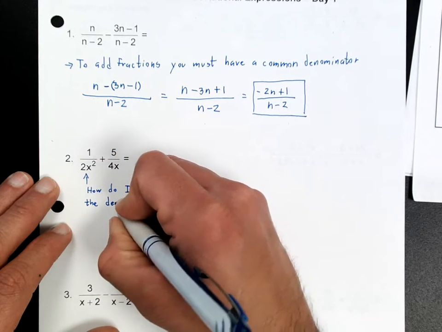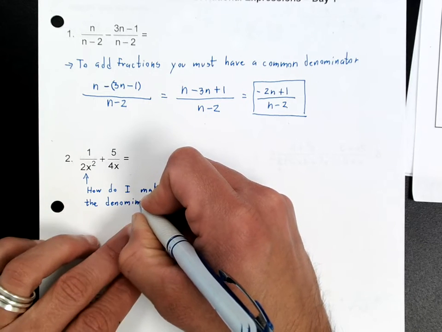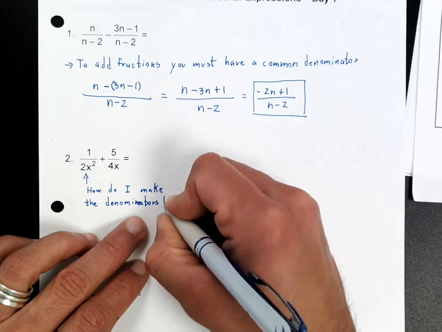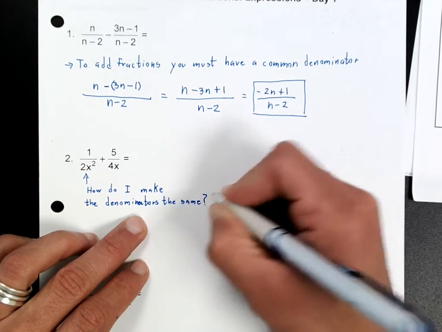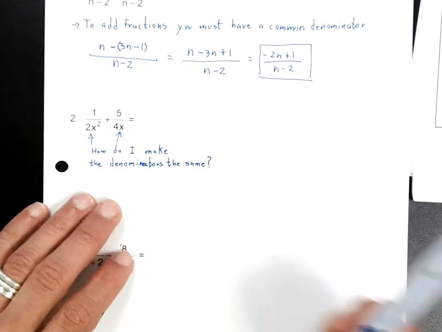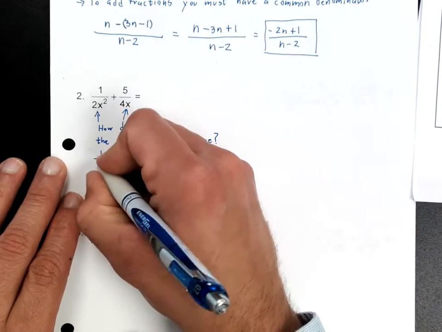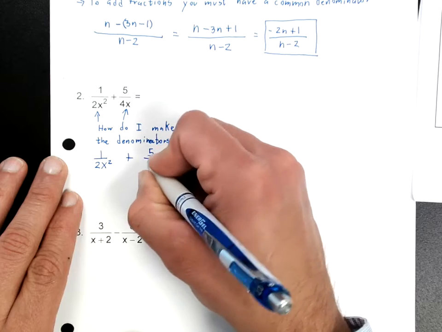Wouldn't it be 2x squared would just be 4x, so then they both be 4x? Close. So, let's take it one step at a time here. How do I make this the same? You don't have to write that. That's just for your notes. If you want to write it, fine. If you don't, that's fine too. So I'm going to rewrite this here so I have more space. So I have 1 over 2x squared plus 5 over 4x.